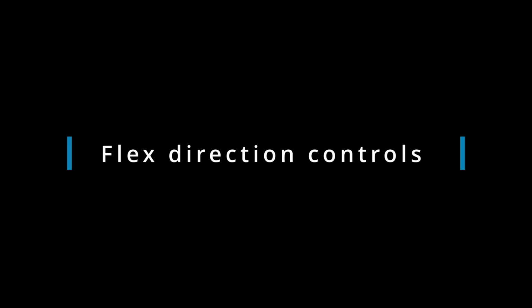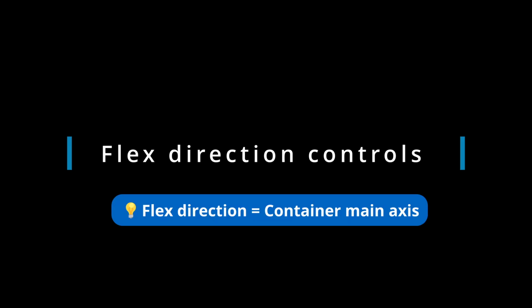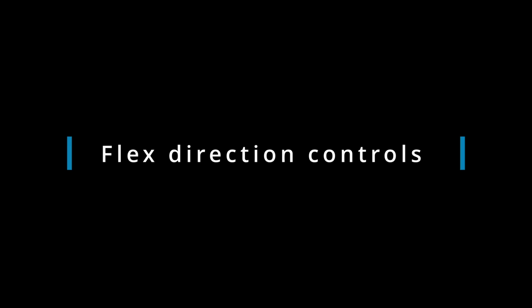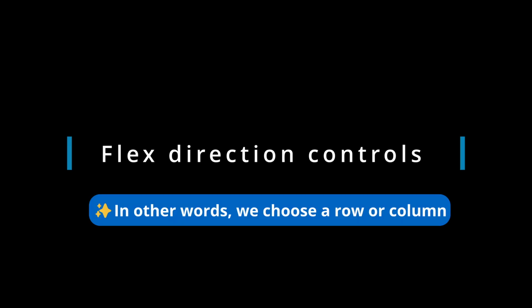In this section, we'll learn how to use the Flex direction controls of the Flex Container block. These controls allow us to define the main axis along which the container's items are laid out. In other words, whether the items are arranged in rows or columns.